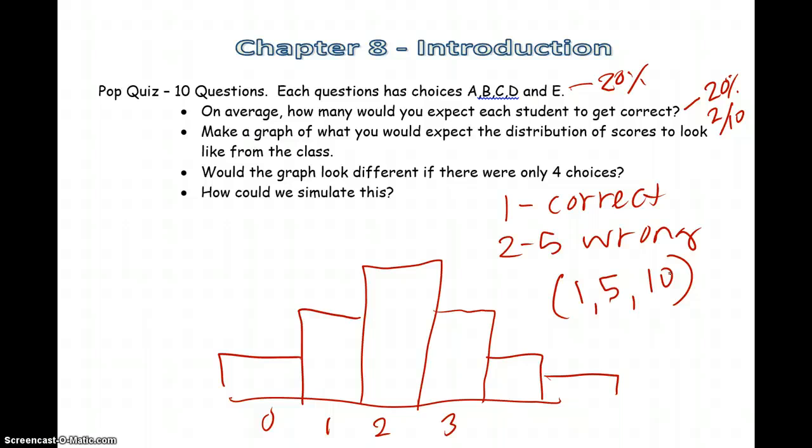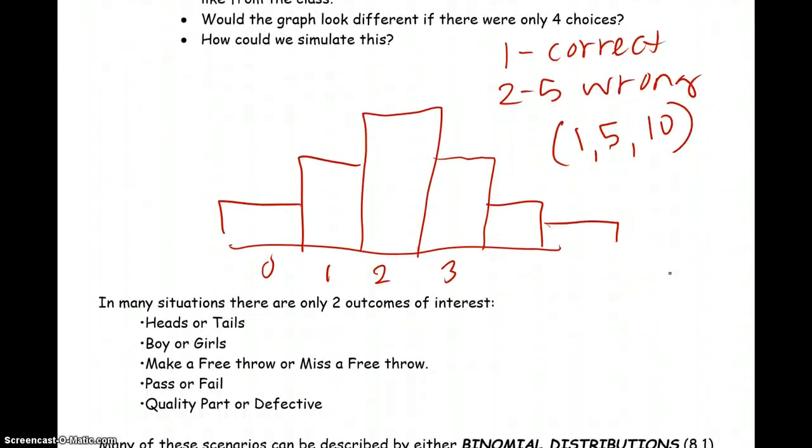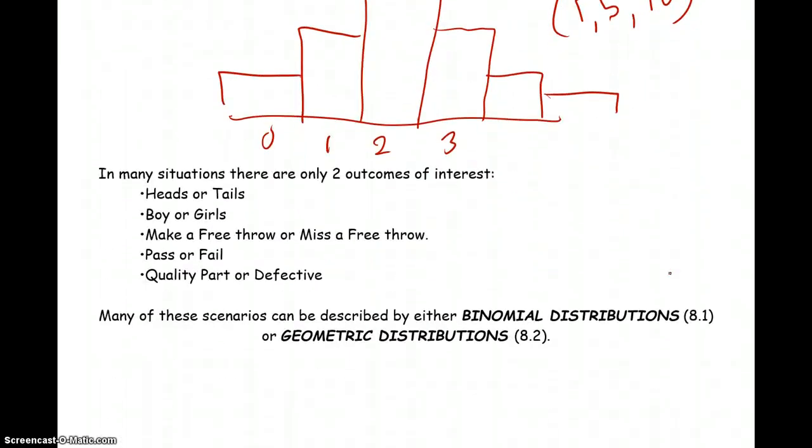So this is a very typical situation that we're going to look at in this chapter. How is it different from last chapter? Well, many of these situations only have 2 outcomes. In this situation, either you're going to get the question right or you're going to get it wrong. You have heads, you have tails. You have a boy, you have a girl. You make the free throw, you miss the free throw. You pass the test, you fail the test. It's a good part, it's a bad part. So this whole chapter is going to focus on that kind of situation.